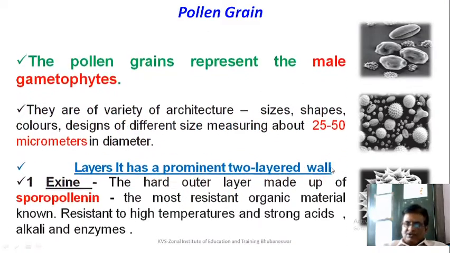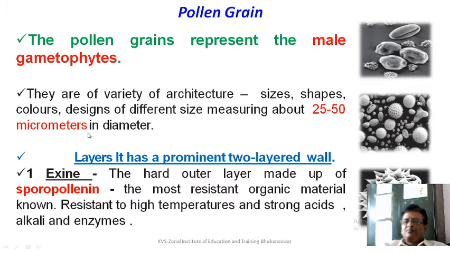Let us have some discussion about the pollen grains too. The pollen grains represent the male gametophyte. They are of beautiful shape, size, color, design when you observe them under a microscope. Some are mesmerizing gold, and the size is about 25 to 50 micrometer in diameter. It has two important layers. The outer is called exine and the inner layer is called intine.